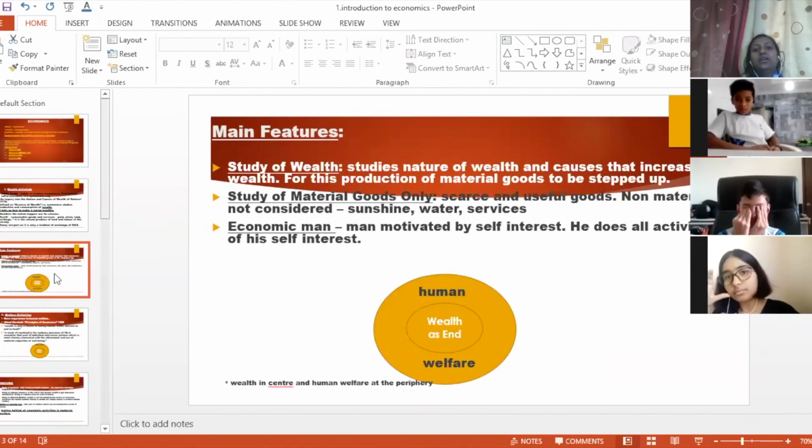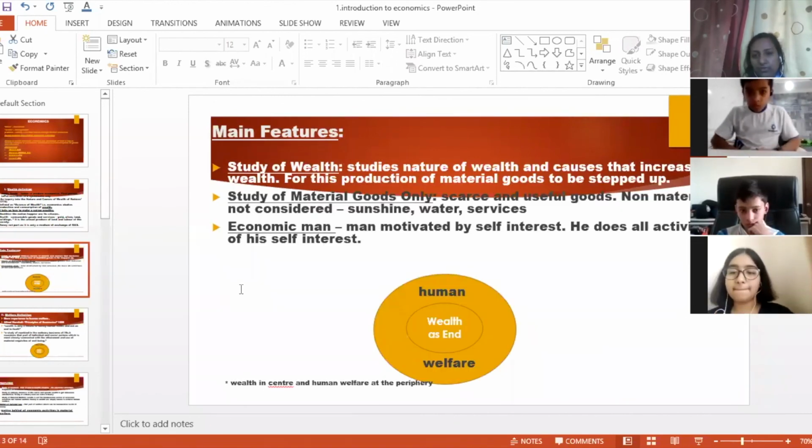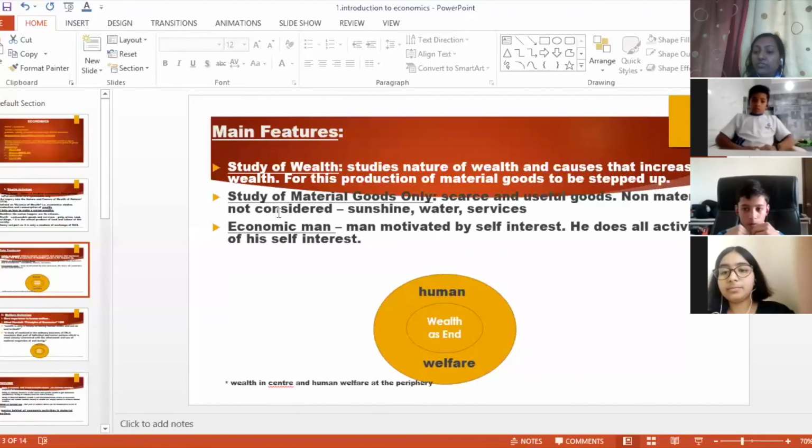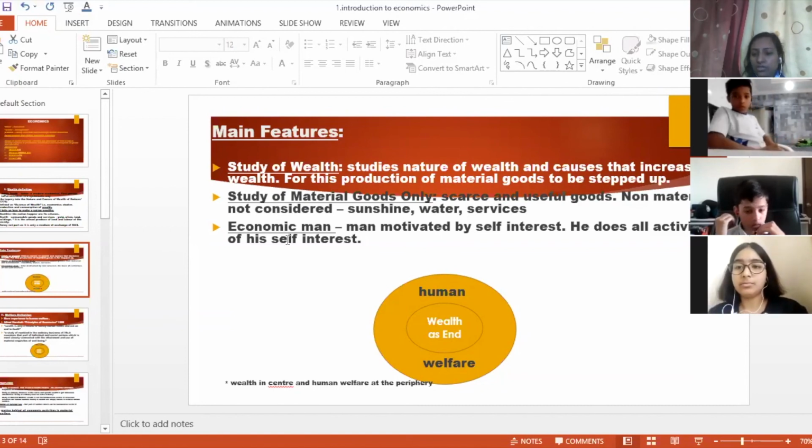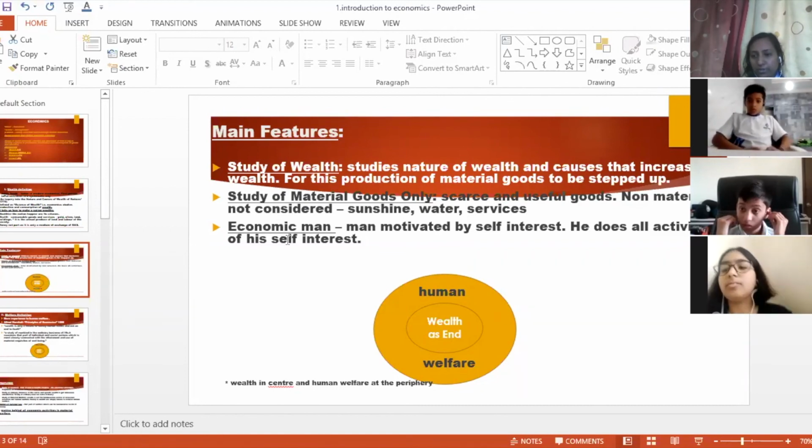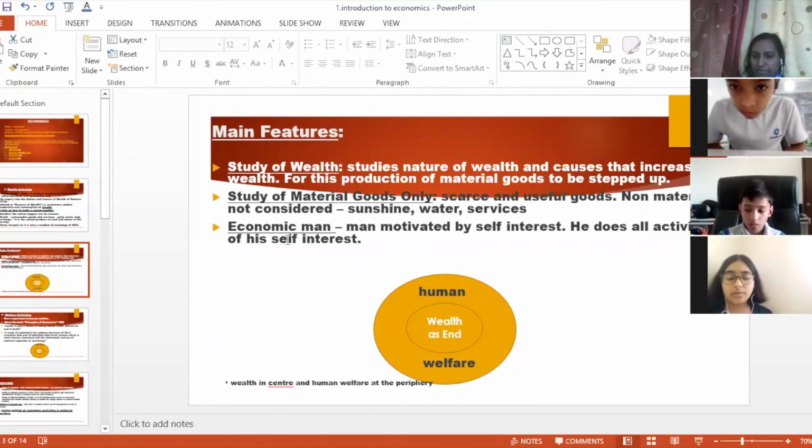The main features of this definition were: it is a study of wealth. It is a study of material goods only. The non-material goods were not considered in this definition. And it talks about economic man, who is motivated by self-interest. So wealth is considered the end of economic activities. It is the center of economics, and human welfare was at the periphery.